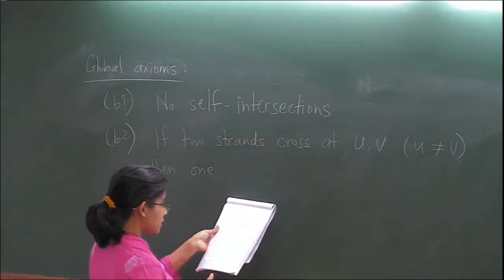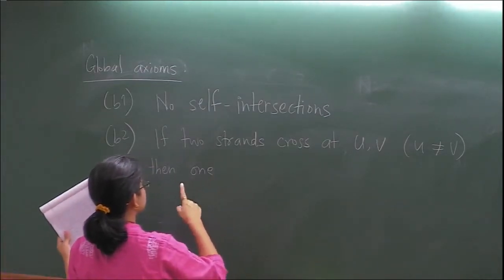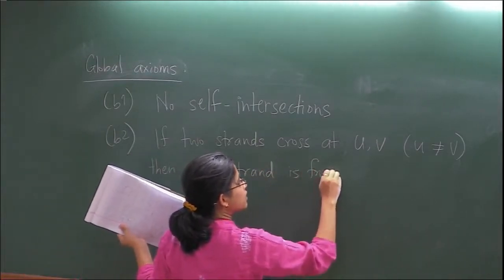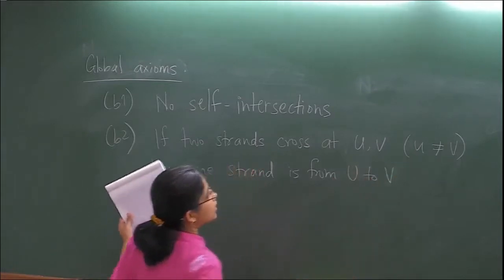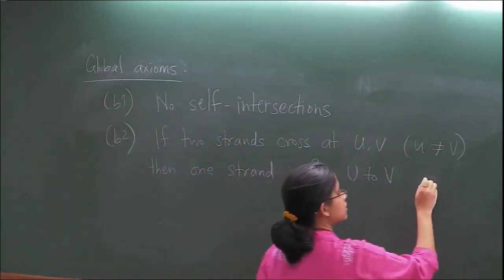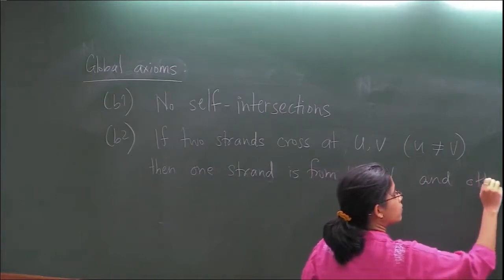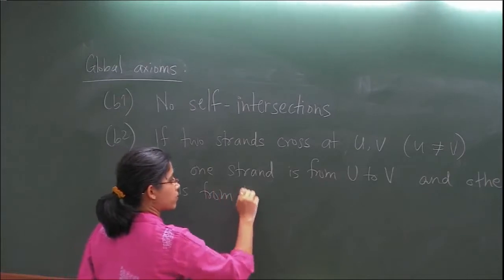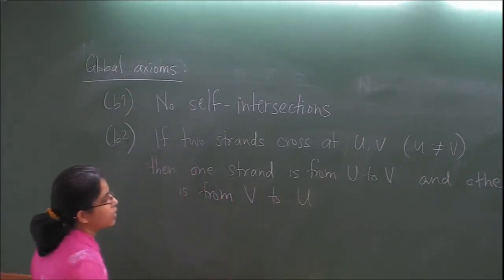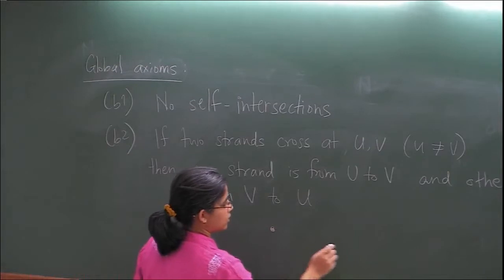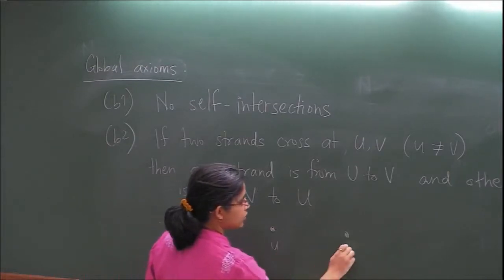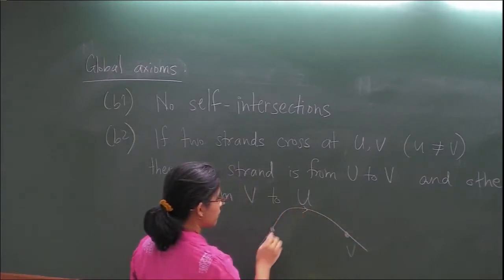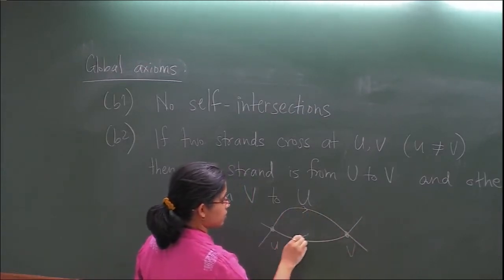So one strand is oriented from u to v, and the other is from v to u. So suppose this is u and v. If one strand is going from u to v, then the other one has to go from v to u.